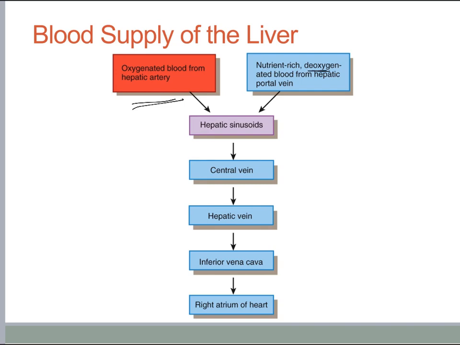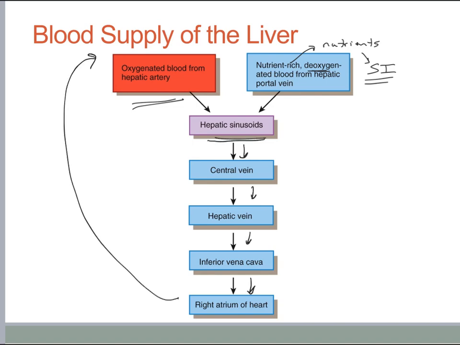However, contrary to most veins in our body, we are nutrient rich. So why is this carrying nutrients? Where did these nutrients come from? Well, it came from the small intestine. It did its job, it picked up those nutrients, and now it's bringing them to the liver via those hepatic sinusoids. Now those sinusoids are going to lead into the central vein, then to the hepatic vein, down to the inferior vena cava, into the right atrium of the heart to be reoxygenated, at which point it will loop back up and cycle through again.